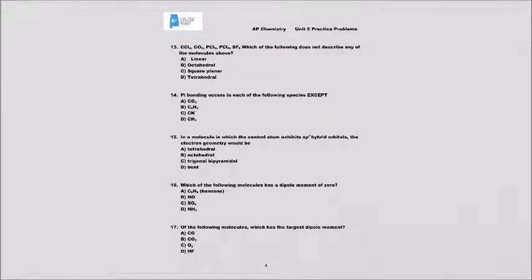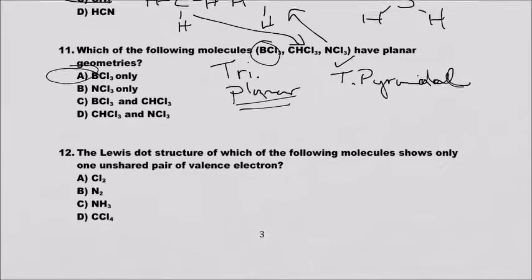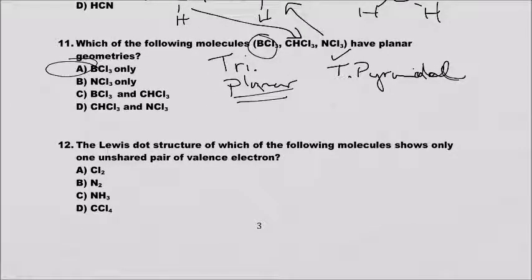Looks like I skipped 12. Let's find 12. There we go, 12. The Lewis dot structure, which of the following molecules shows one unshared pair of valence electrons? Okay, so we can go through and, again, you might know what a few of these look like and not have to draw all of them. Draw all the ones that you're not familiar with.